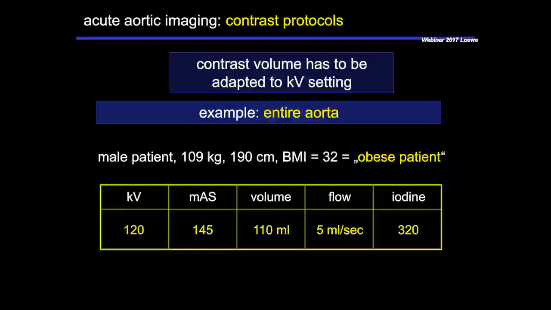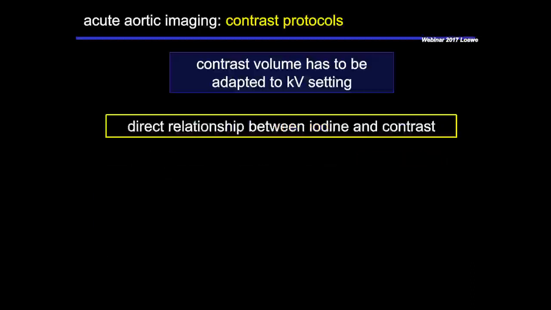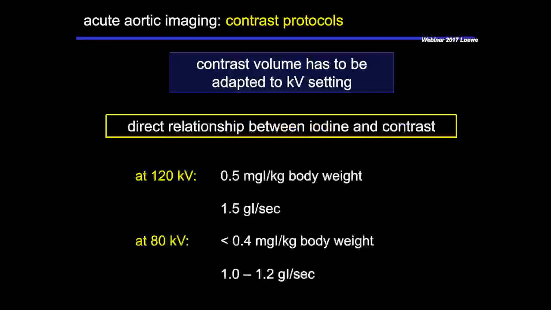So first of all, assess the body mass index and categorize your patient as obese, normal, or very slim. Then you have to adapt the kV settings. And when you're adapting the kV settings, you should keep in mind that you have to adapt your iodine injection protocol as well, because the lower the kV setting, the denser your contrast material will become. So that means you can reduce the total amount of contrast agent when you're reducing the kV settings to end up with a similar intra-arterial enhancement.